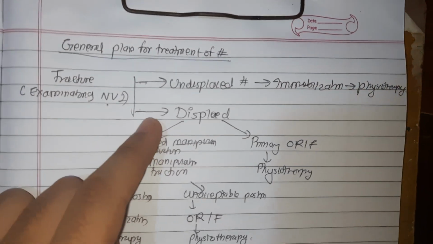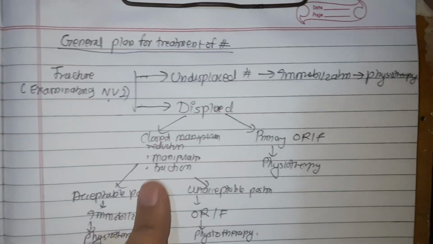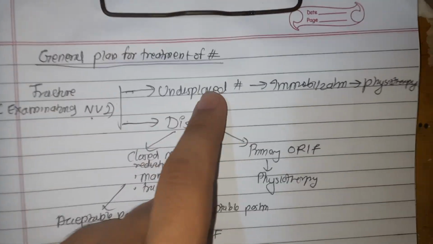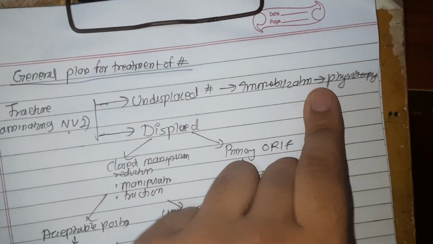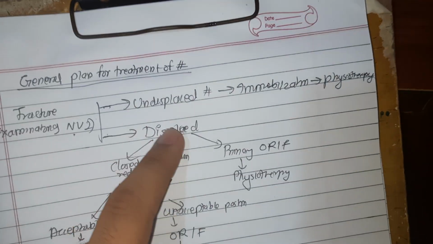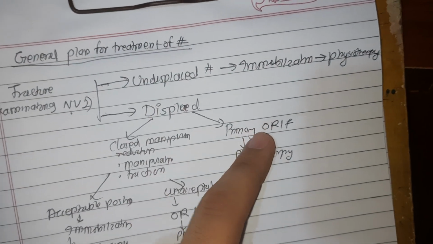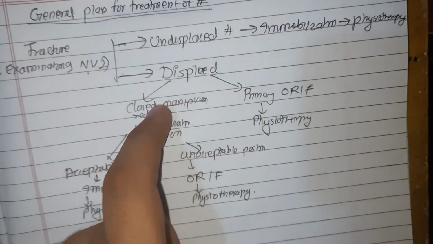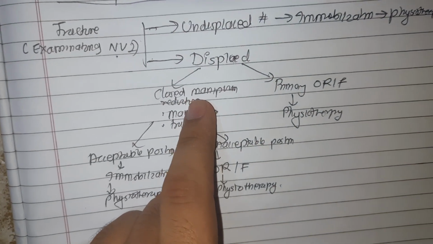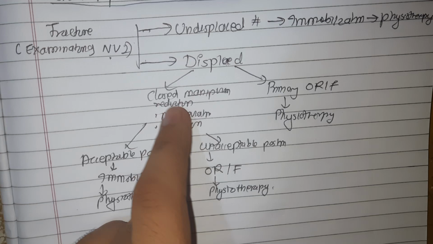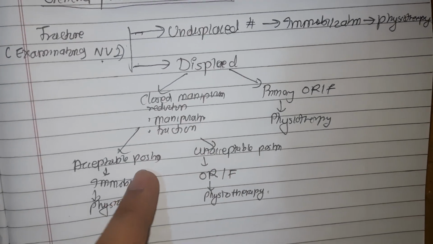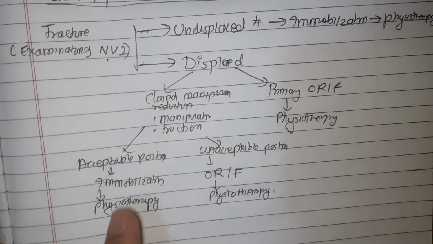And at last, finally, we have the general plan for treatment of fracture. This is a summary. For a fracture, we have to do the examination of neurovascular injury. If the fracture is undisplaced, we have to do immobilization and physiotherapy. If it is displaced, we have to do either primarily ORIF and finally physiotherapy. And in the displaced, if we do closed manipulation, closed reduction, we have to do manipulation and traction. If the position is acceptable, we have to do immobilization and finally physiotherapy.